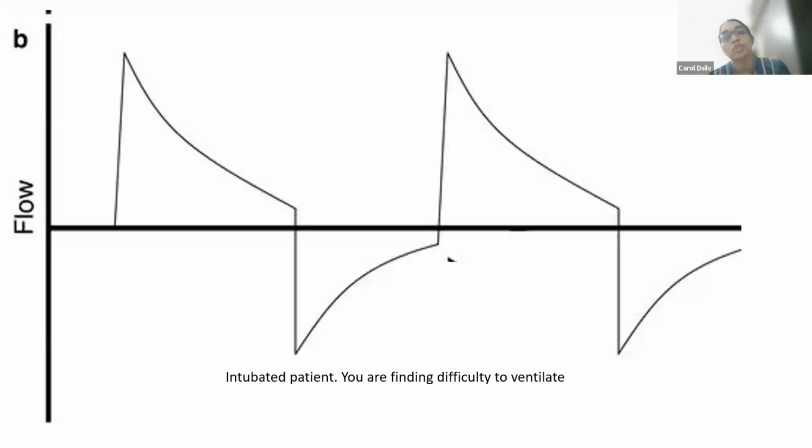Correct. So can somebody tell me the common causes of expiratory flow limitation, and how do you want to troubleshoot? There could be a kink in the tube or secretions. Secretions or a kink? Okay, not really. Bronchospasm. Okay, fine. I'll accept that.